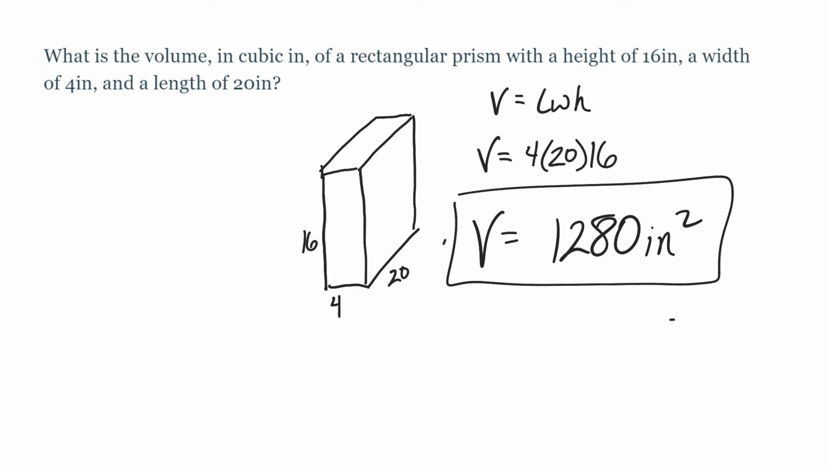And remember, that has nothing to do with the number. That is just the unit of measurement we're measuring in. We don't cube the number 1280. It's just letting us know that this is volume, so this is inches cubed. And we did multiply 3 numbers, so power 1, power 2, power 3. So we have 1280 inches cubed, also known as 1280 cubic inches.